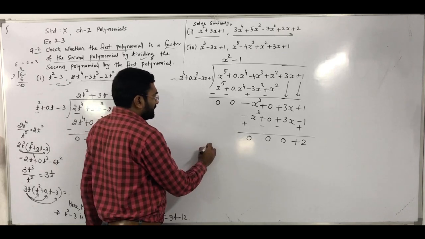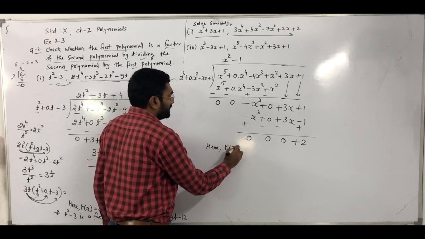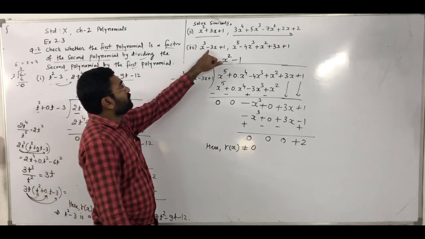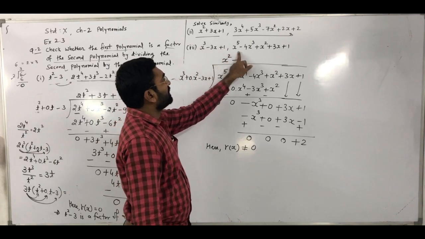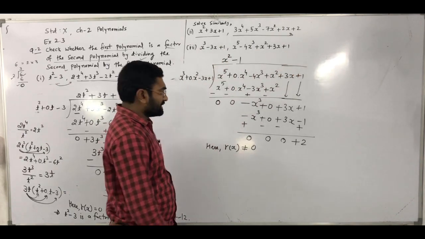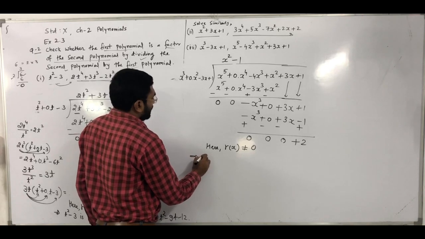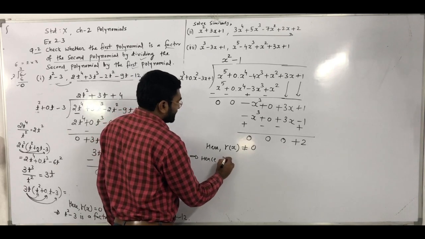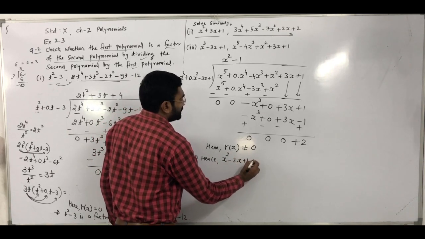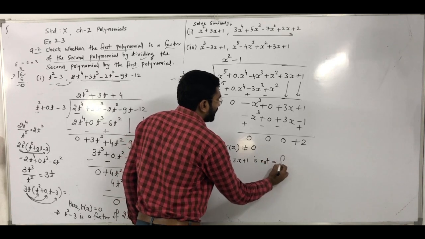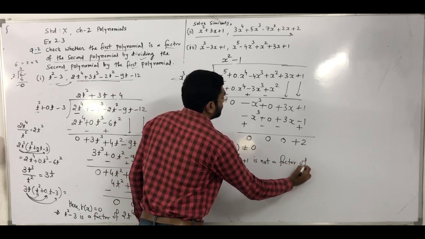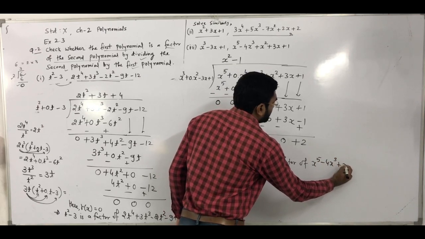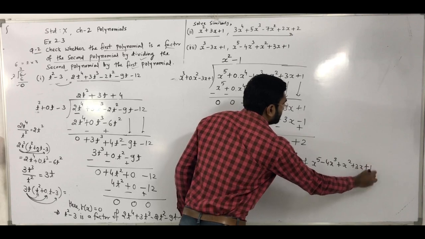So in that case, our remainder is not 0. Remainder is not equal to 0. It means that x cube minus 3x plus 1 is not a factor of the given p of x. So in the answer we have to mention: hence, as r of x is not equal to 0, hence x cube minus 3x plus 1 is not a factor of x raised to 5 minus 4x cube plus x square plus 3x plus 1.